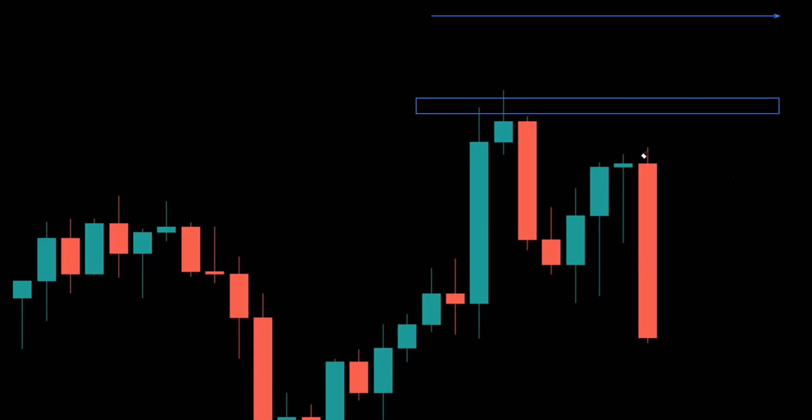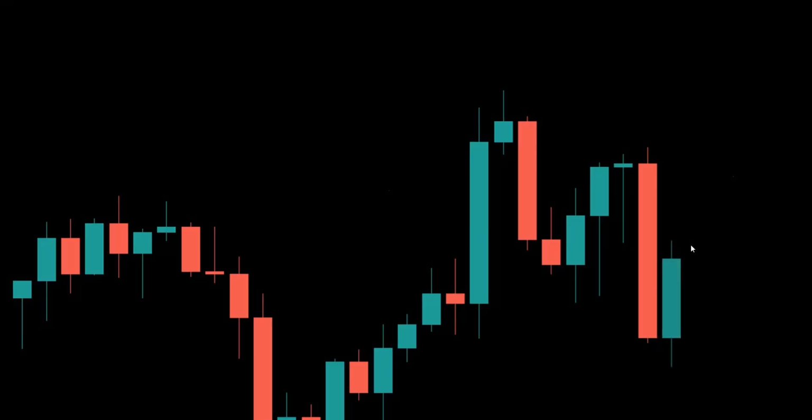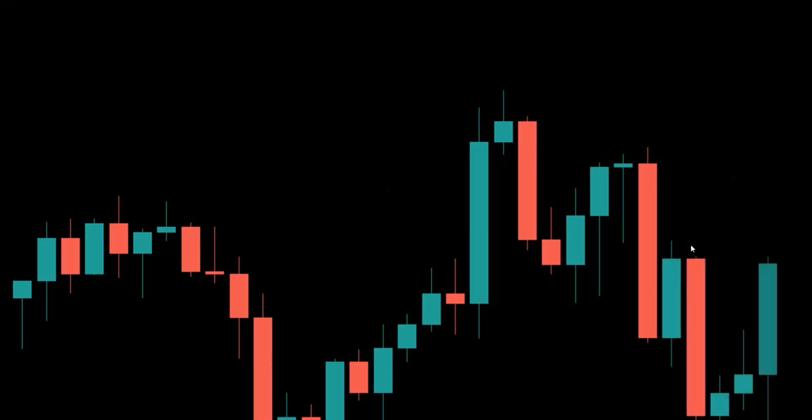Would a better entry be after the close of the first bullish? Yes, that's what I mentioned, after the first bullish candle. But we're talking about how you could have taken the opposite trade, or how you could have been safer. That's what we're discussing in this webinar. All right, let's move on to the next example here. Let's see what we have here.